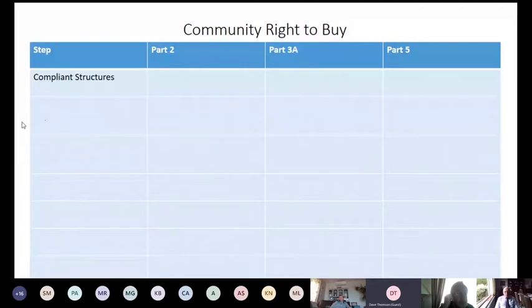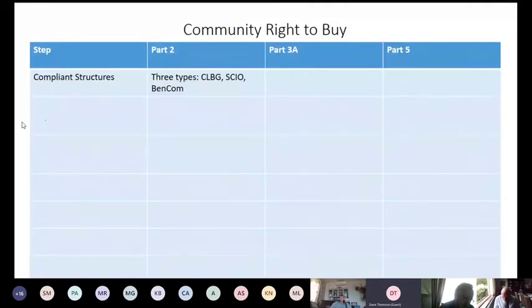So at some point or another, it still has to come through this team. The structures for Part 2 are the Company Limited by Guarantee, the Scottish Charitable Incorporated Organisation, or the Community Benefit Society. Any one of those three is fine. In terms of membership, there must be a minimum of 10 members, and it must be a geographically defined community. It's not communities of interest.